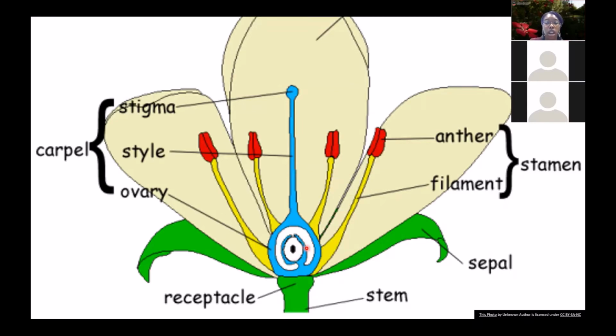With flowers, there are different types of flowers. What's pictured here is a perfect flower. A perfect flower means it has both the male and the female parts. An imperfect flower would be a flower that only has stamens, so it only has the pollen, or a flower that only has the female part, so it only has the stigma and the ovaries. So some plants will produce only male flowers or only female flowers. Those are going to be dioecious plants.